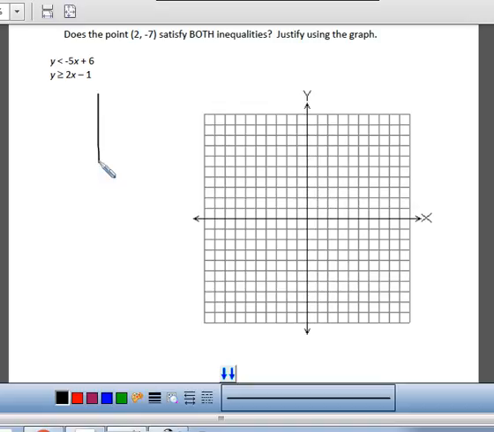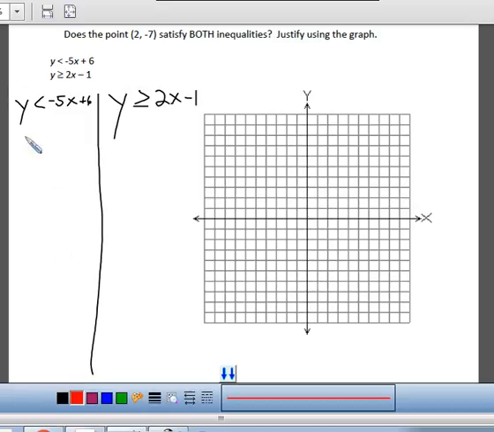So I'm going to draw a line because I have two inequalities. One is y is less than -5x plus 6, and the other one is y is greater than or equal to 2x minus 1. Alright, so the first one, the one on the left, I'm going to treat like the equation y equals -5x plus 6. My slope is -5 or -5/1, and my y-intercept is 6, or the point 0, 6.